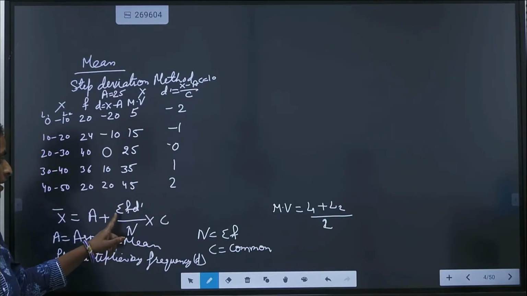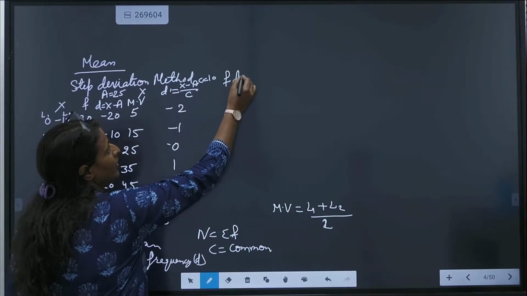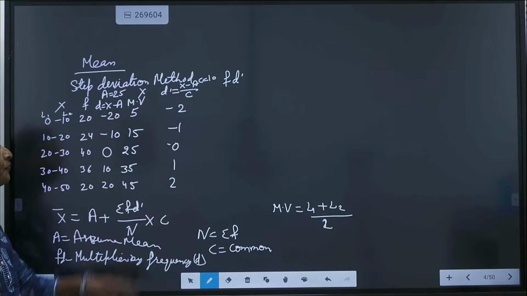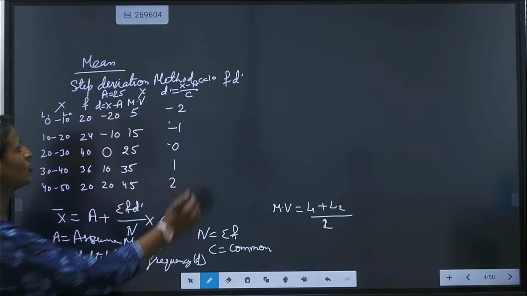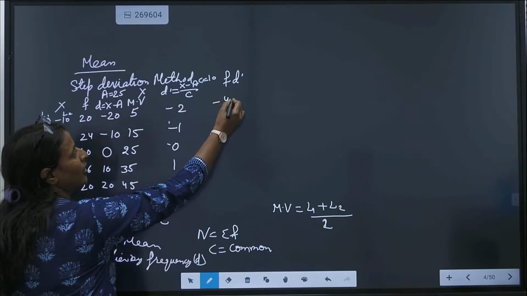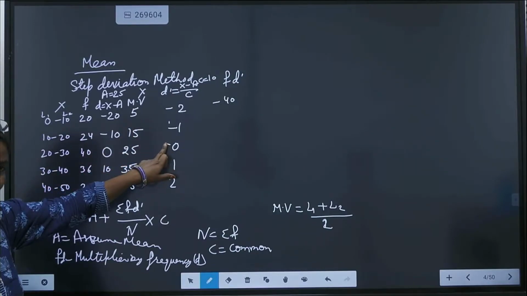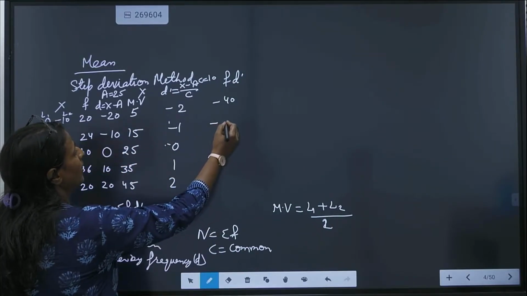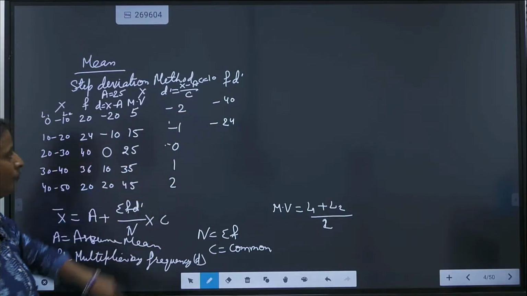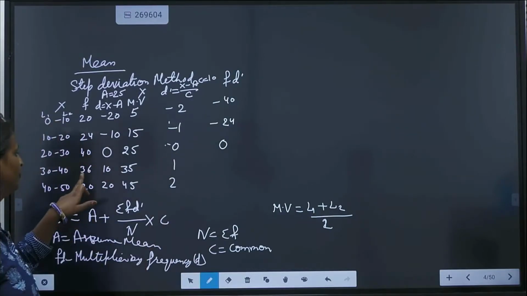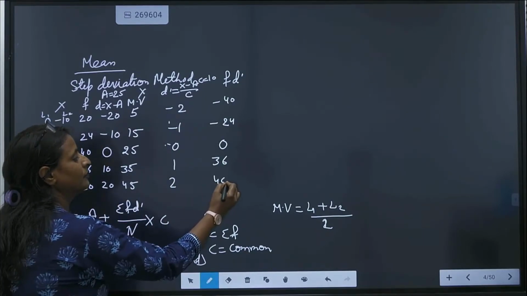Now we needed sigma fd. So we multiply frequency with the d dash. Here the frequency is 20, d dash is minus 2. So 20 into 2 minus 40. Here frequency 24, d dash is 1. So minus 24. 40 into 0, 0. 36 and 40. Clear?